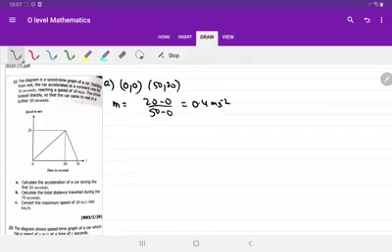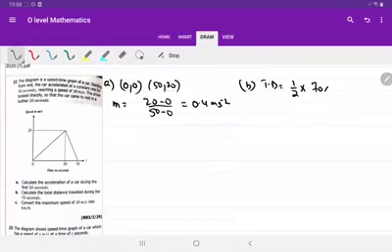The second part of the question is to find the total distance traveled during the 70 seconds. So total distance is area under the curve, which is a triangle, half into base into height, that is 20. So the total distance traveled is 700 meters.